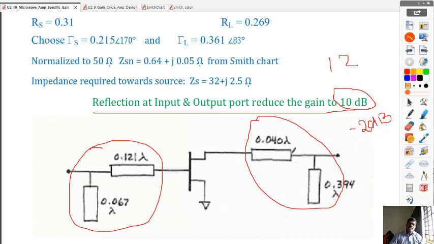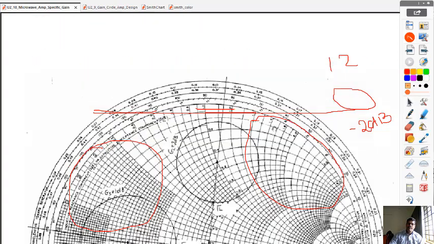This mismatching introduces reflection at the input and output ports. That's the theme here: reflection has been deliberately set up at the input and output ports in order to reduce the gain to 10 dB from the maximum available gain of 12 dB. This completes the design.